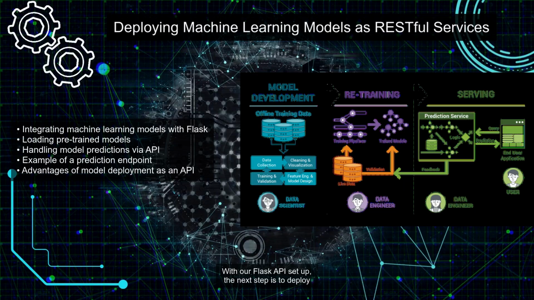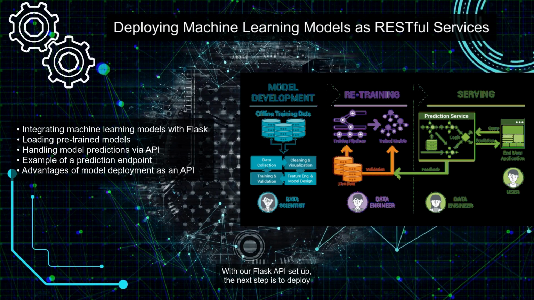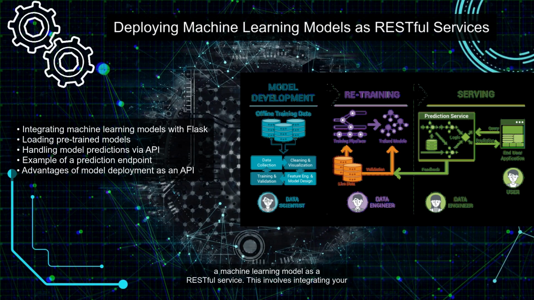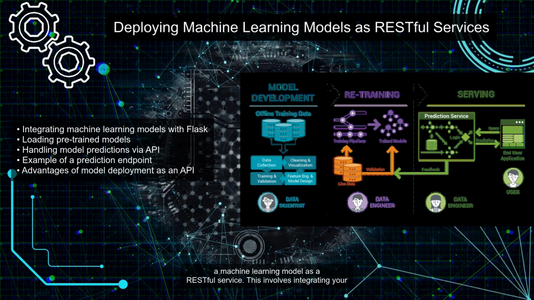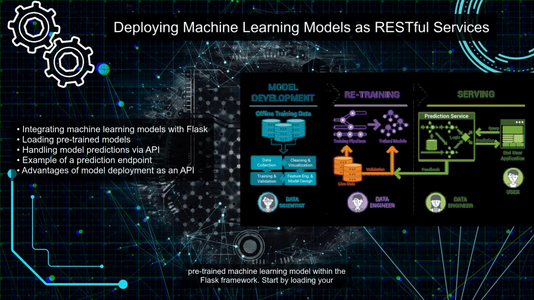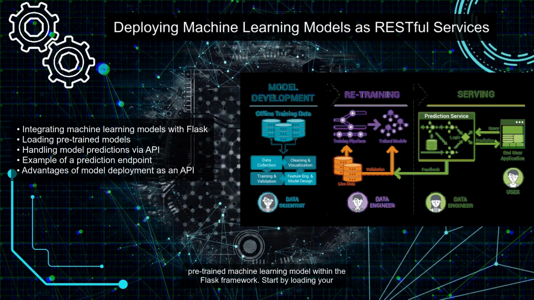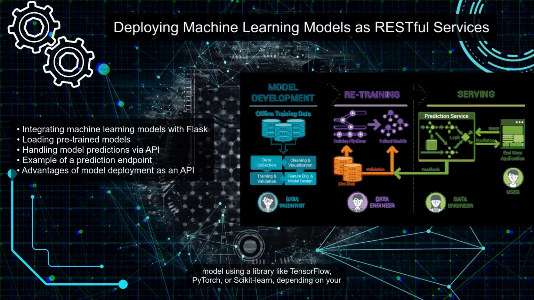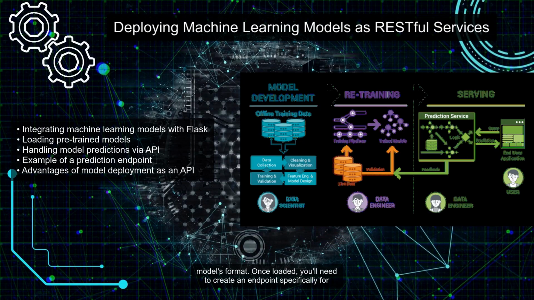This practical setup forms the basis for deploying machine learning models as RESTful services, which we'll explore next. With our Flask API setup, the next step is to deploy a machine learning model as a RESTful service. This involves integrating your pre-trained machine learning model within the Flask framework. Start by loading your model using a library like TensorFlow, PyTorch, or scikit-learn, depending on your model's format.